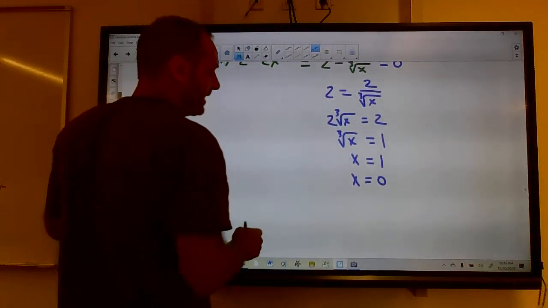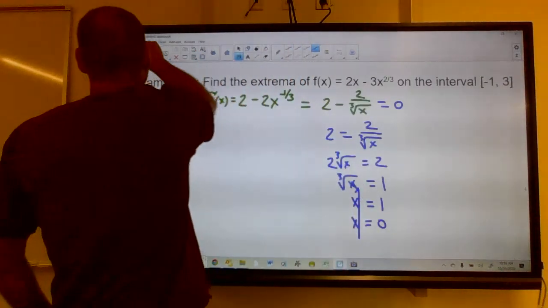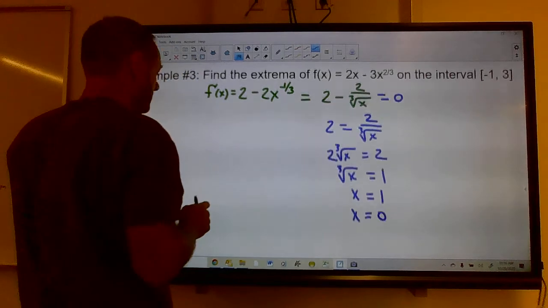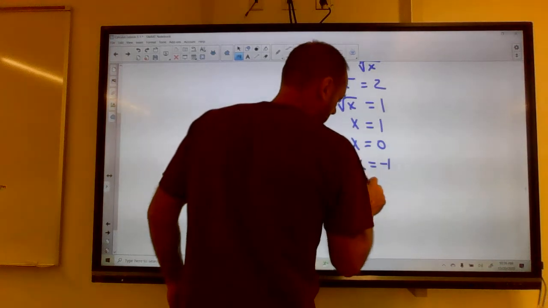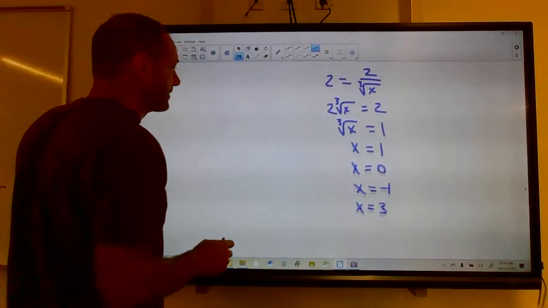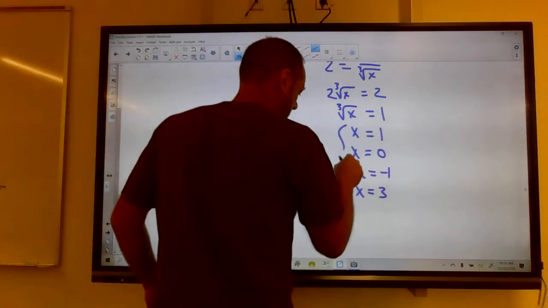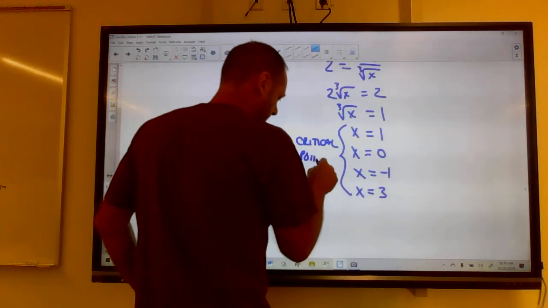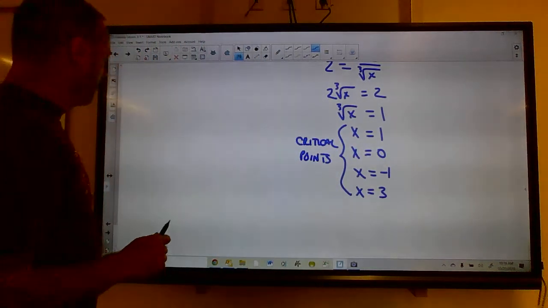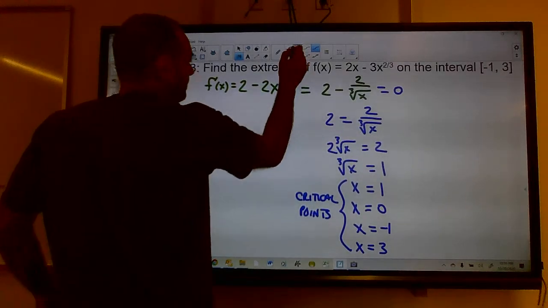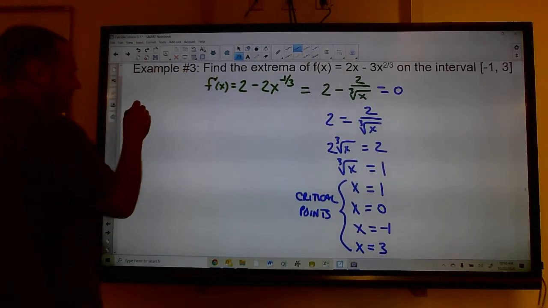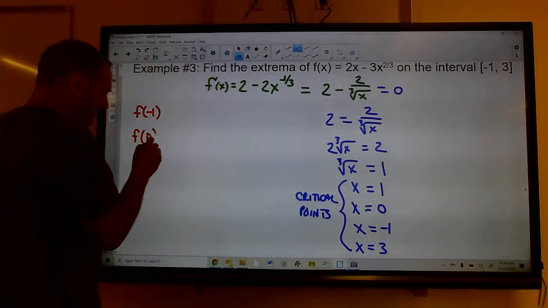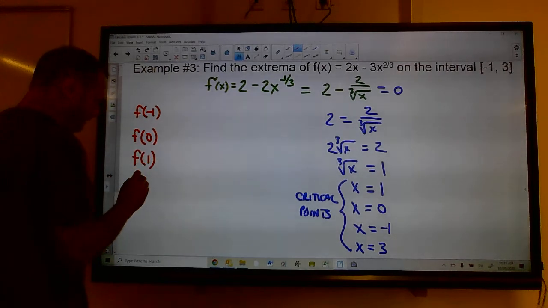And then we've got the endpoints, -1 and 3 are the endpoints. So there's my critical points right there. All right, now we will go ahead and plug those critical points into the original equation. So we'll find f of -1, f of 0, f of 1, f of 3.